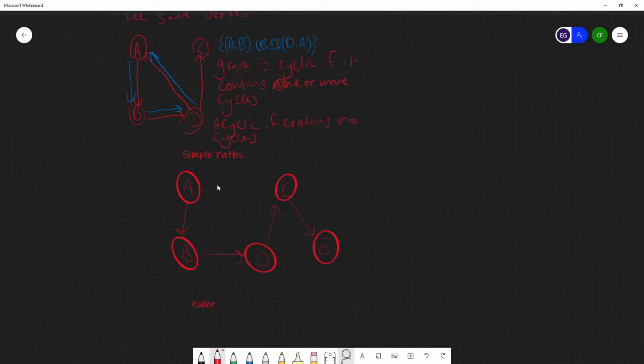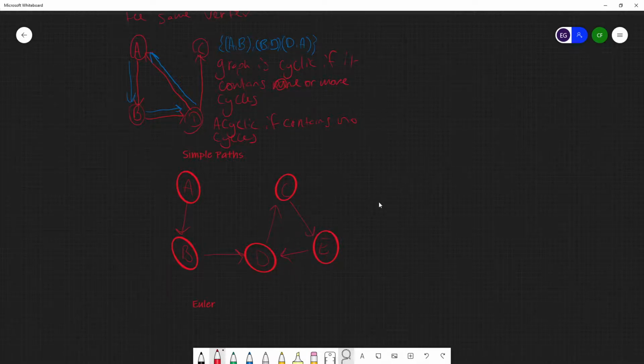If this path included this, so it went A, B, D, C, E, D, then it would contain a cycle. It would, even though it doesn't end at the same position, so it itself is not a cycle, it has a sub-path inside it, which is a cycle. So it is not simple.